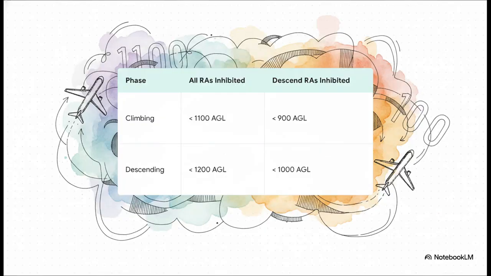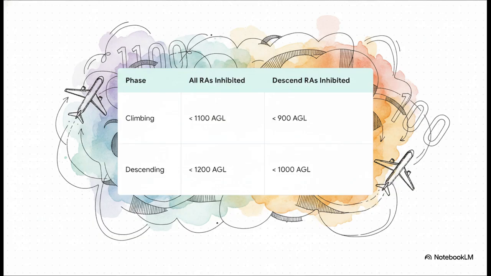Did you know that depending on whether you're climbing or descending, the TCAS system will actually inhibit or suppress RAs when you're close to the ground? It's true. When climbing, all RAs are inhibited below 1,100 feet above ground level, or AGL, and descend RAs are inhibited below 900 AGL. Now, when descending, all RAs are inhibited below 1,200 AGL, and descend RAs are inhibited below 1,000 AGL.